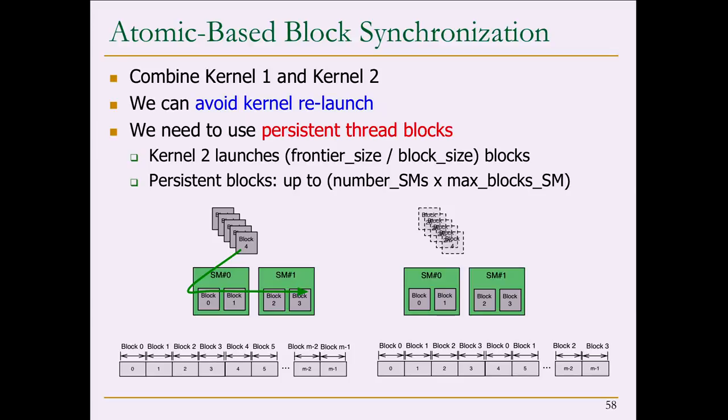Observe that we don't really need to terminate a thread block and launch a new thread block because it's always the same thread block that is running there. The good thing of using these persistent thread blocks is that we can synchronize them without terminating the kernel. We can synchronize them by using atomic operations.